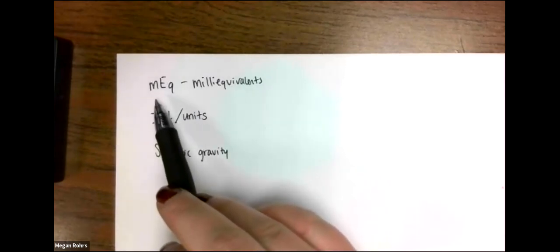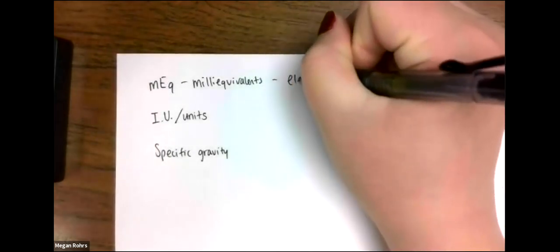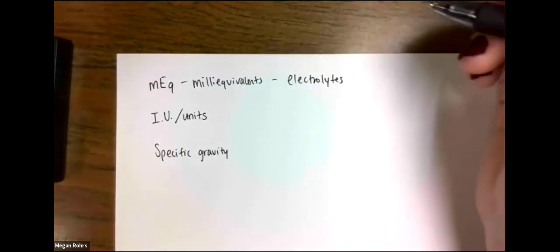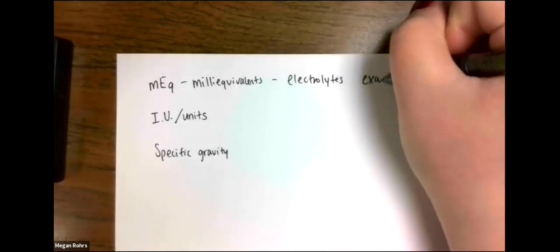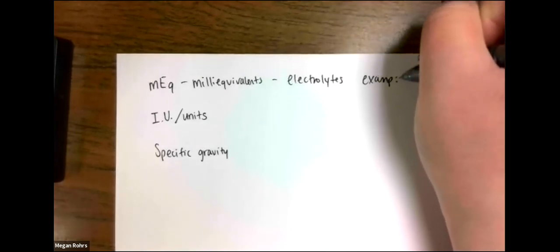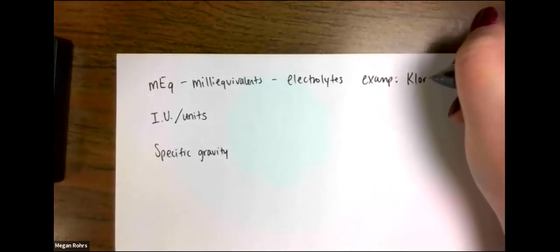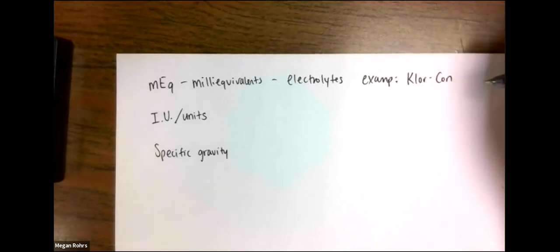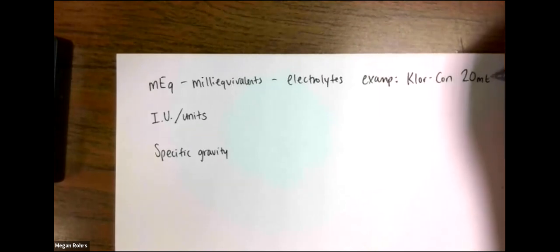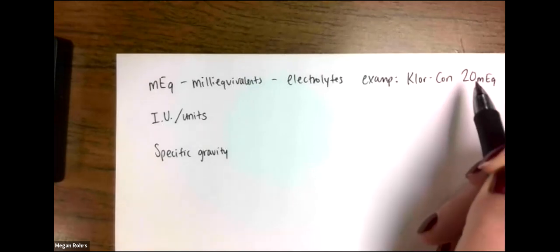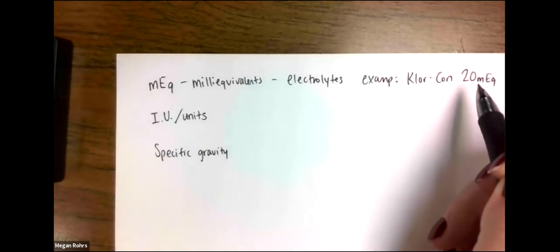So milliequivalents is a unit that is going to be used to measure electrolytes. A really common example that we'll see in the pharmacy would be potassium. So we'll see K-Dur or Klor-Con. Klor-Con is probably the most common brand name that you'll see. That's just potassium chloride. 20 milliequivalents is a really common strength. So this is a type of an electrolyte. It's going to be measured in milliequivalents here.